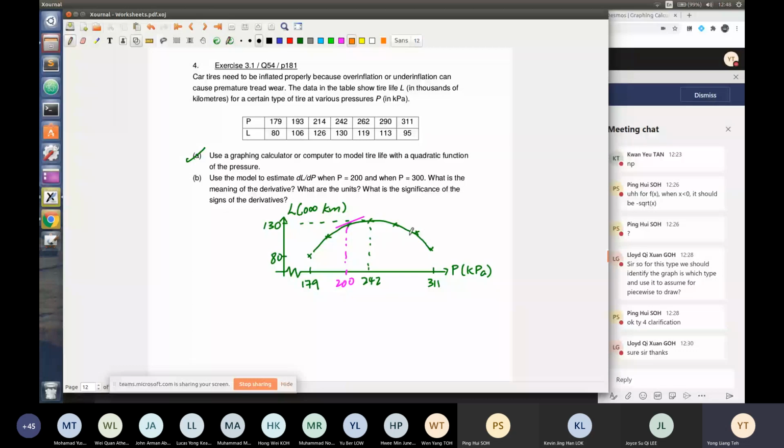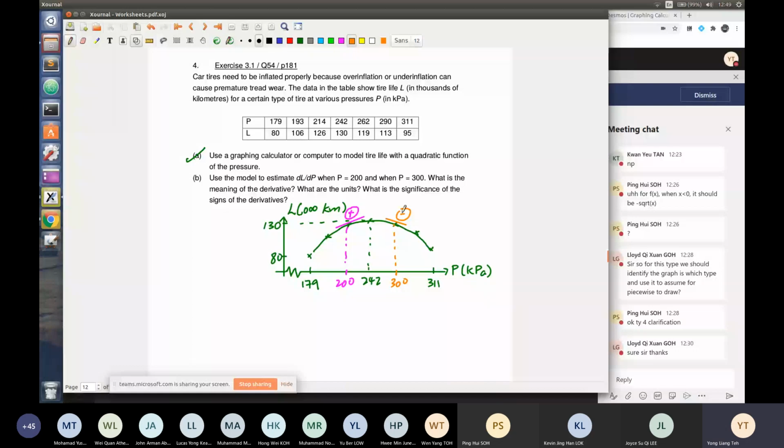Okay, then similarly, you can also repeat the same with P equals 300. So maybe P equals 300 is here. So therefore, I'll be able to estimate the DLDP here. So the DLDP is likely to be positive here and negative here. Okay, I roughly will know that and deduce that. The reason is because the maximum occurs at 242 kilopascal. Okay, this is my maximum. So in order to go to the maximum, 200 must have positive gradient. After 242, since this is the maximum, it should drop. So therefore, the gradient will be negative here. Okay, so I hope we can all reconcile with that.